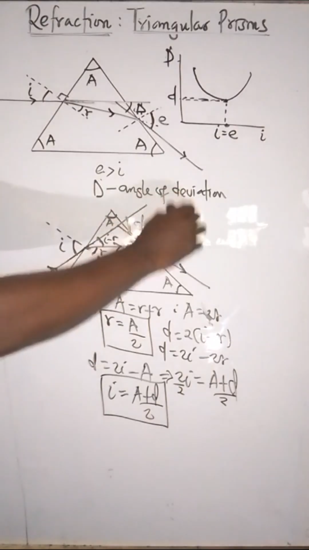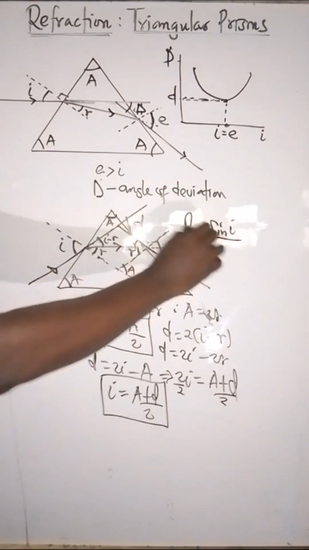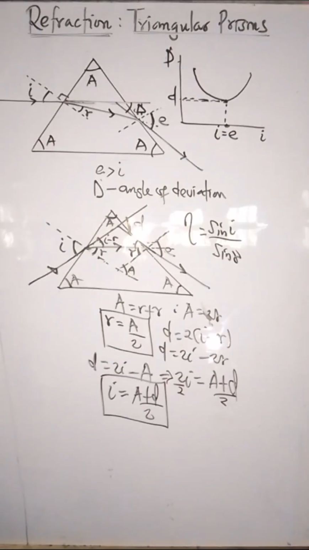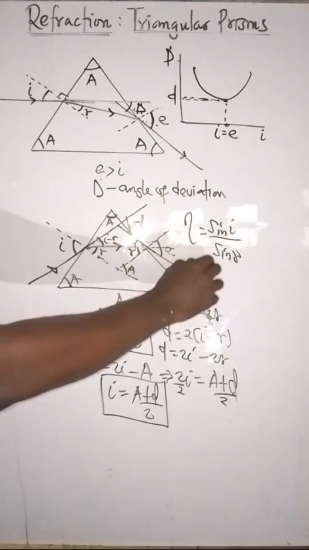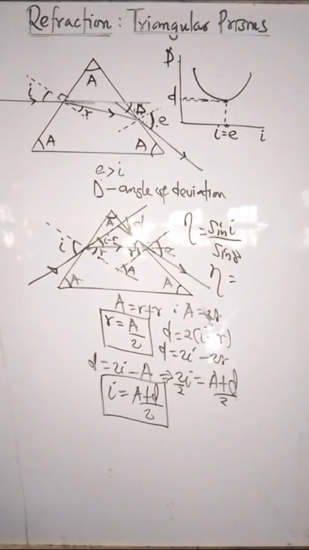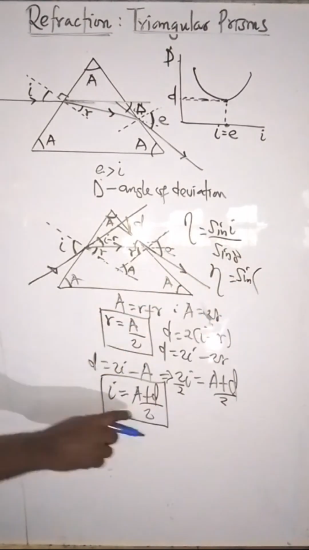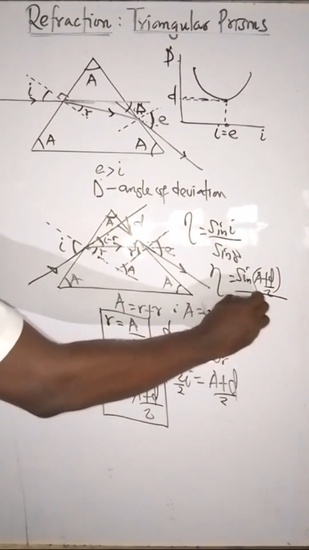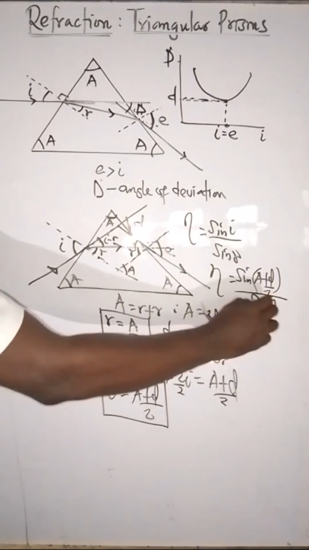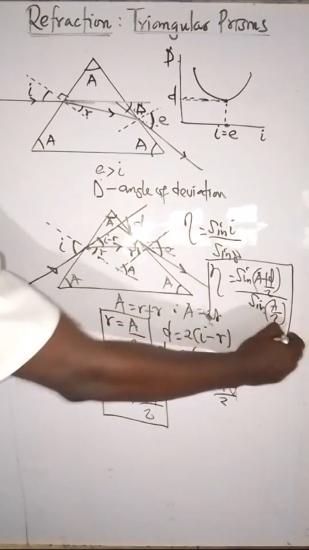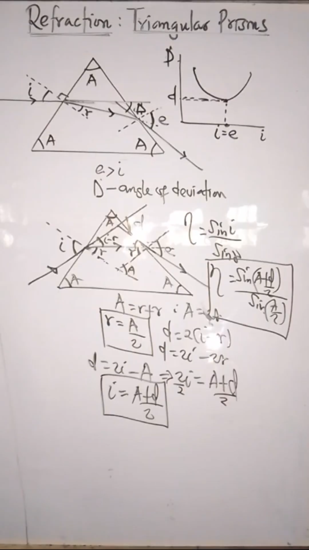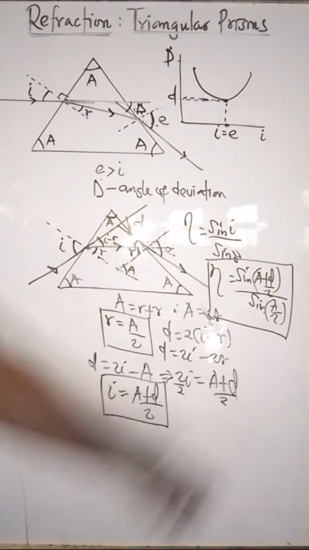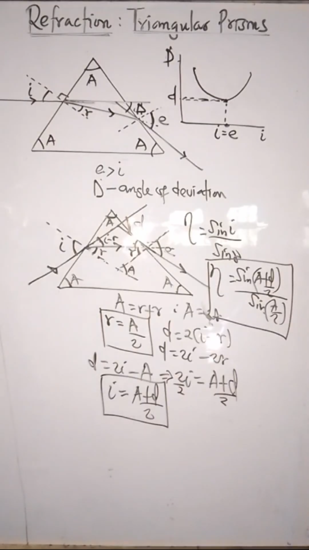Remember, refractive index is sine I over sine R in general. And here we are going to have a new formula by replacing I in terms of the angle of minimum deviation. What is I from here? So this is sine, what is I? A plus D over 2, over sine, what is R? A over 2. So this is another formula for refractive index in terms of the angle of minimum deviation and the refracting angle of the prism.